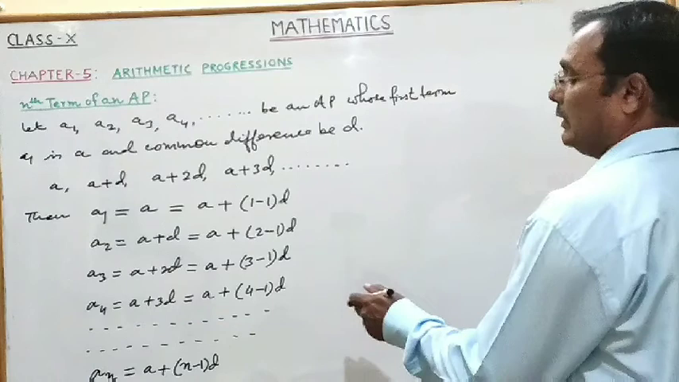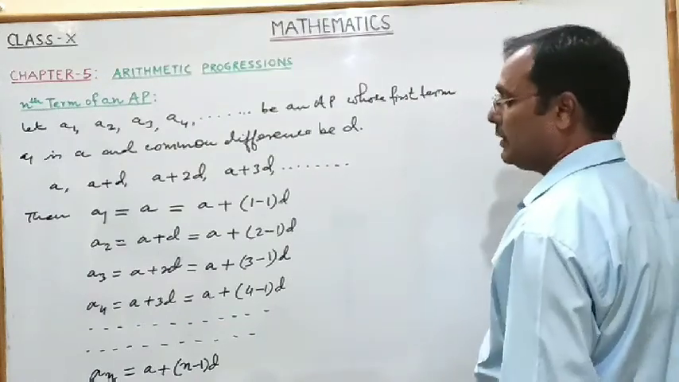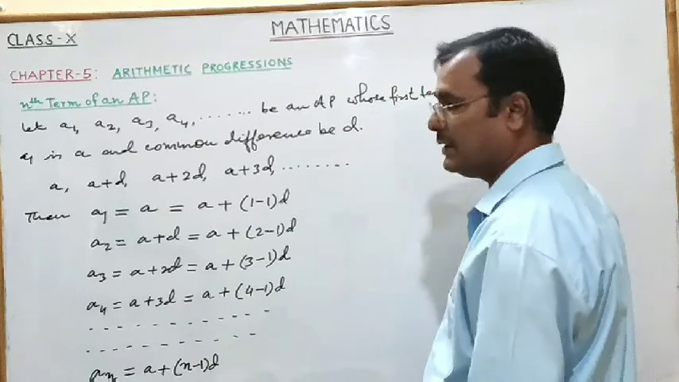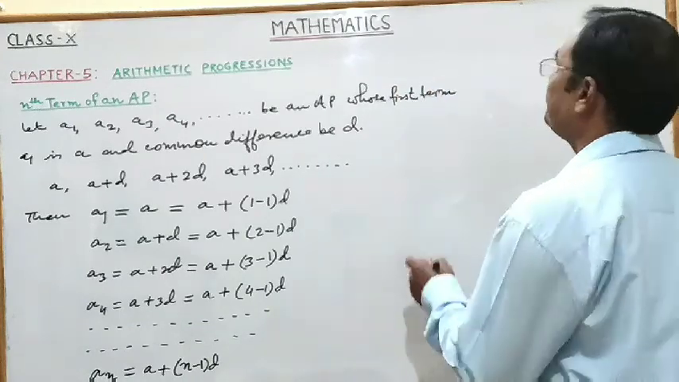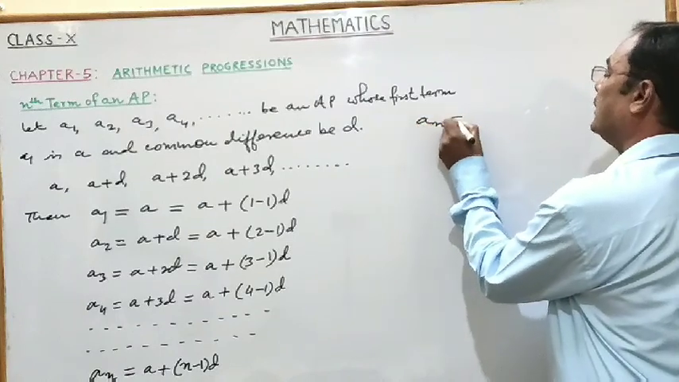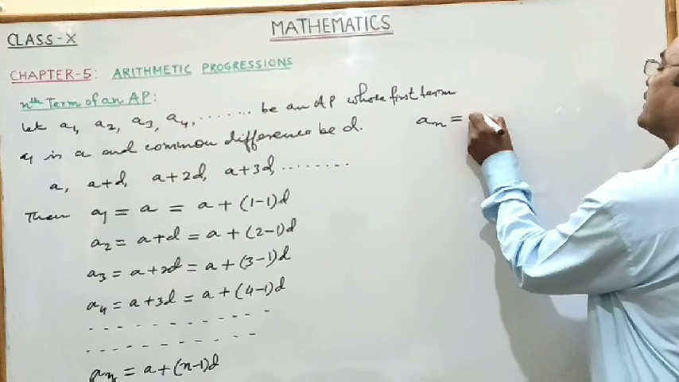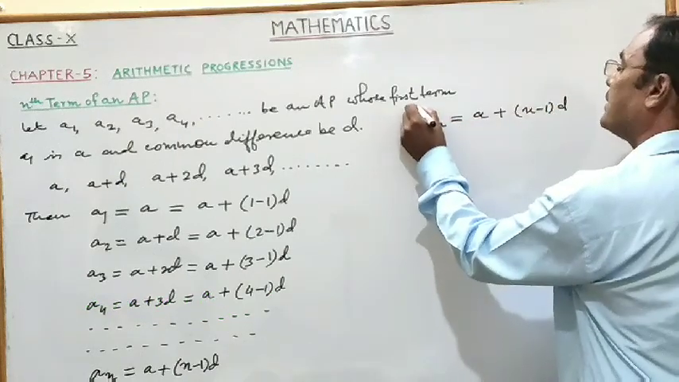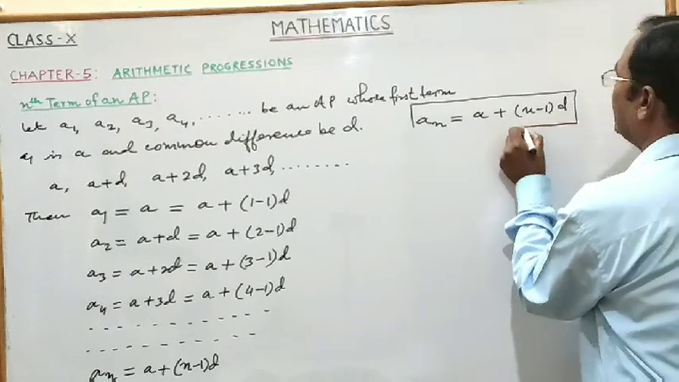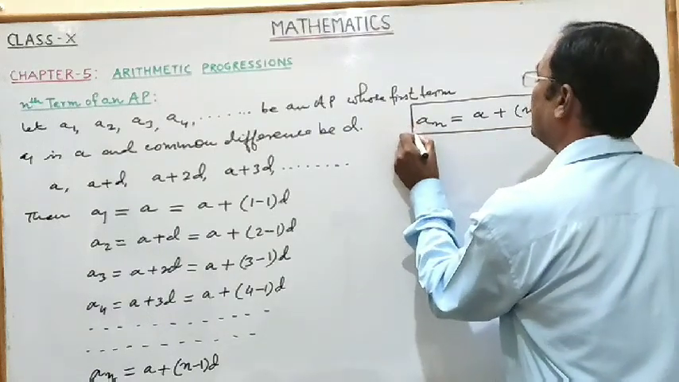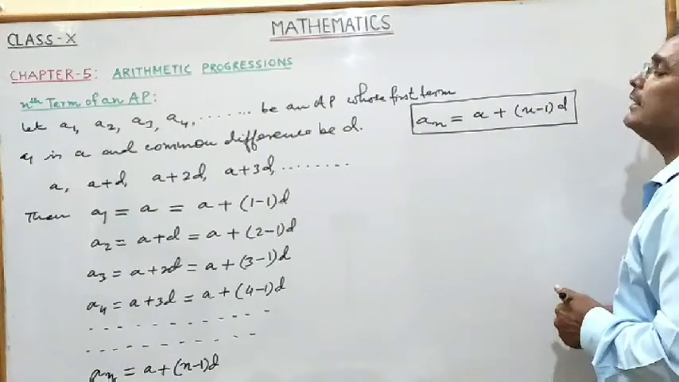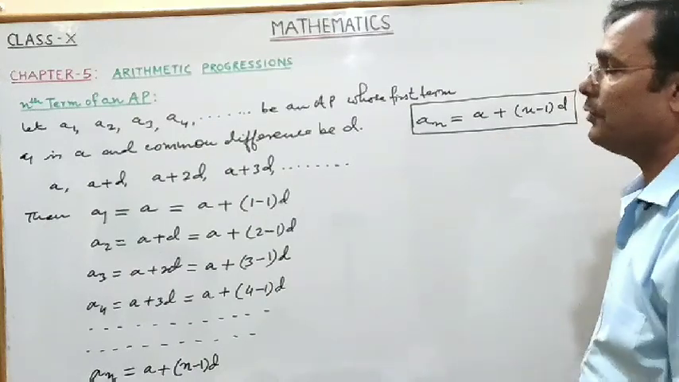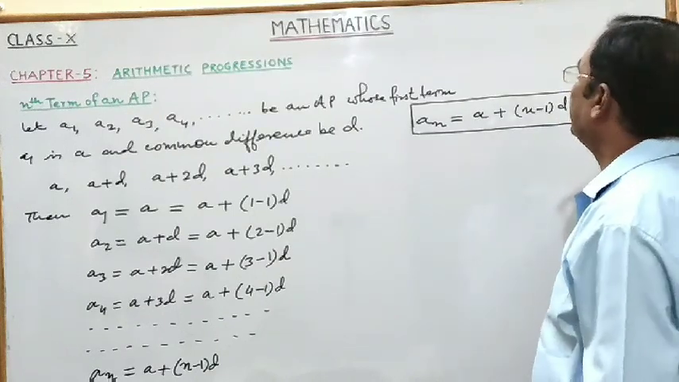This term An is also called general term of the arithmetic progression whose first term is A, common difference is D. So An denotes the nth term of an arithmetic progression whose first term is A and common difference is D. So this is the required expression, An equal to A plus n minus 1 into D, for nth term of an arithmetic progression.